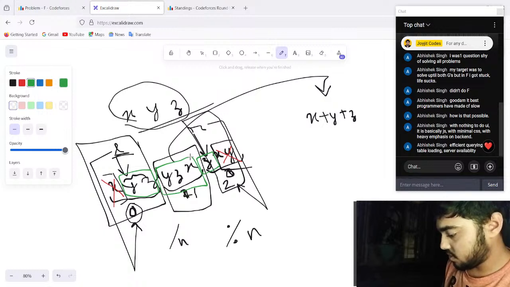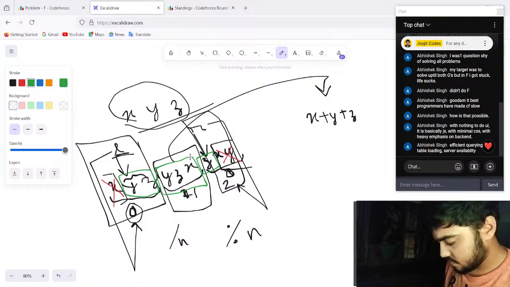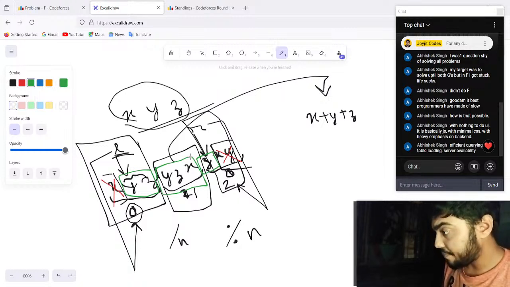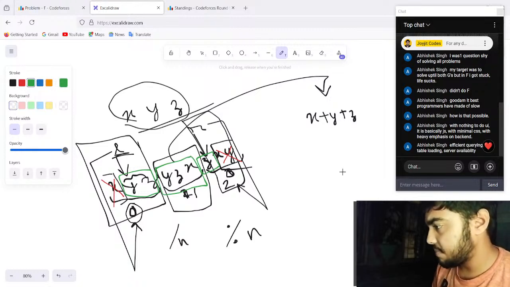Just be responsive, okay guys, so that I know that you are watching this. I thought that Abhishek is watching this, but from my side it's showing that there is only one viewing. Okay, so I'll just ping Abhishek.